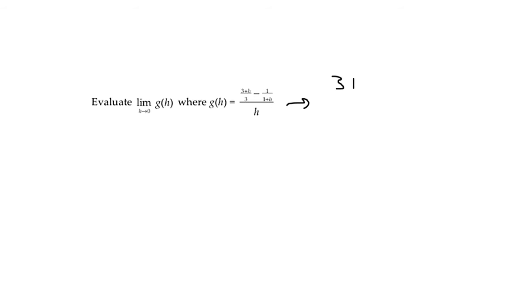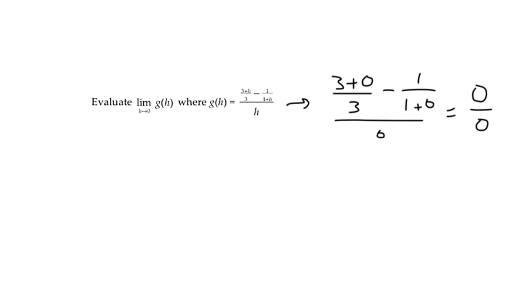That gives me 3 plus 0 over 3 minus 1 all over 1 plus 0 divided by 0. Well, hopefully we can see on top, that's going to give us 3 over 3, which is 1. Minus 1 over 1, which is 1. And then you do 1 minus 1, gives you 0 over 0. Boo. So unfortunately, we're back in that same predicament where we don't get an answer, we get 0 over 0.